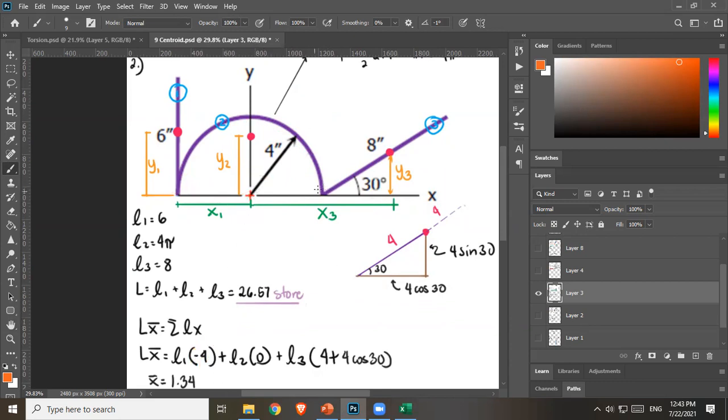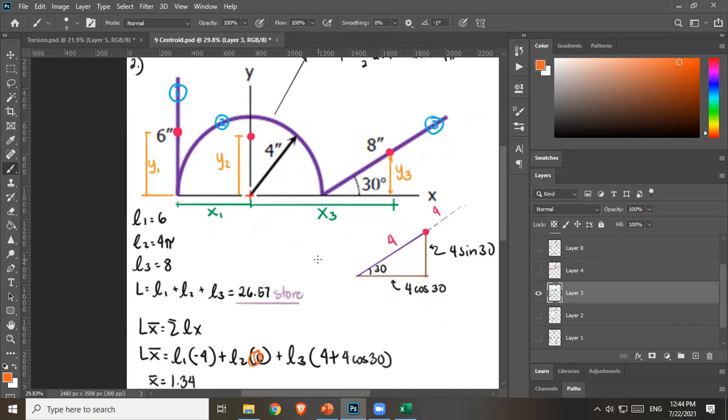Next, we have your semicircular arc. This is directly at the axis of symmetry, right? And therefore, the centroid of your arc will also be along this line. Since that's the case, your x is 0.